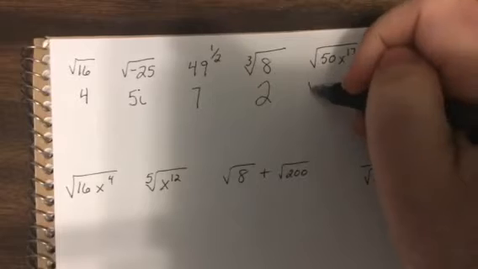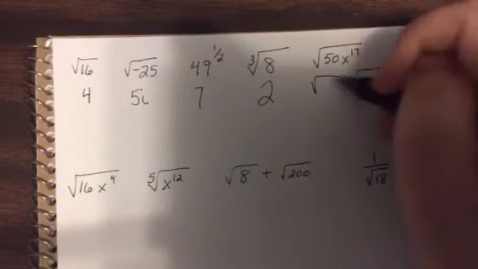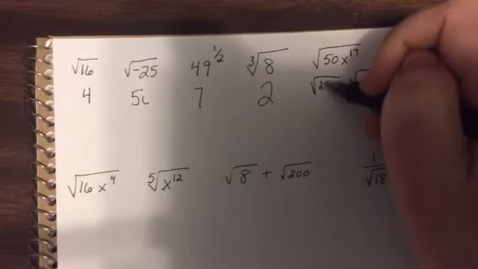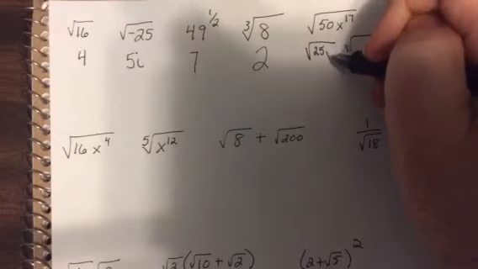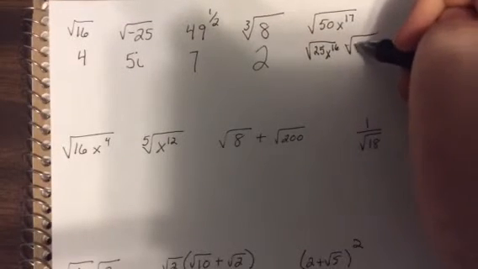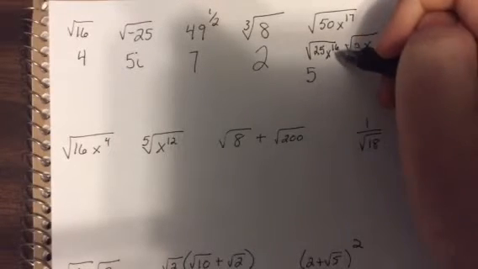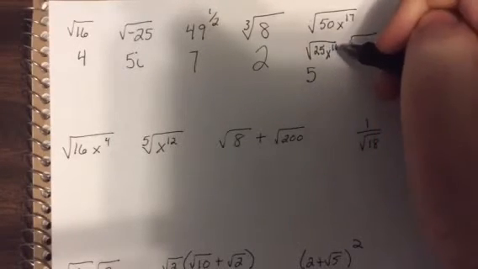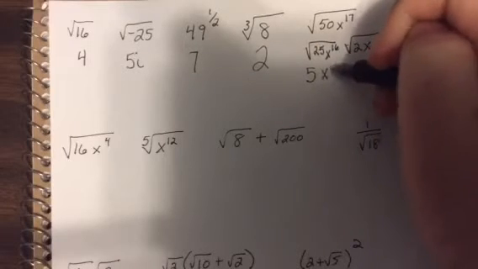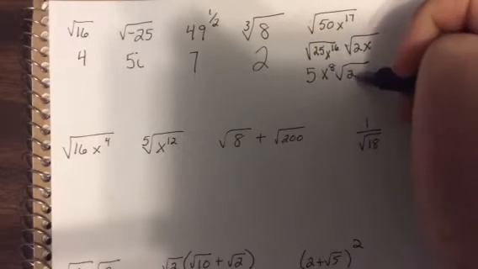Now this one, you got to break it up into 2 parts. The nice part, the perfect square. Let me bring it up. There we go. And then the leftover stuff. So square root of 25 is 5. Divide the power by the index, so it'd be 5x to the 8, square root of 2x.